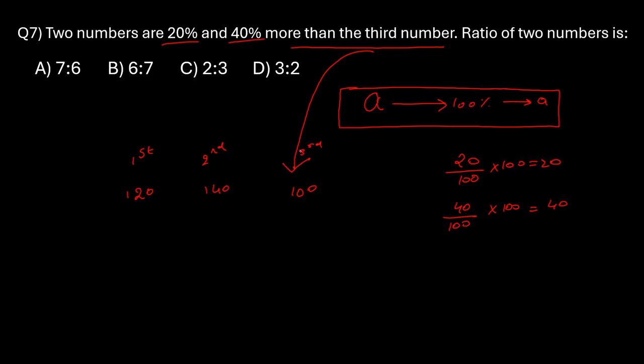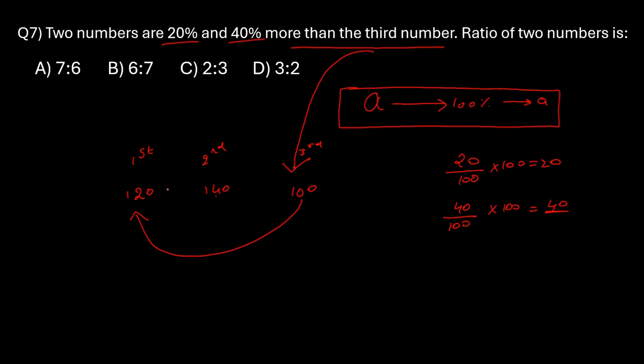Here I have done nothing. I just assumed the third number as 100. As my first number is 20% more than the third number, 20% of 100 is 20. That means first number is 20 more than the third number. As my third number is 100 and first number is 20 more, I'll be getting my first number as 120. Same with the second number. Second number is 40% more than the third number and 40% of the third number is 40. And second number is 40 more than the third number, that is 140.